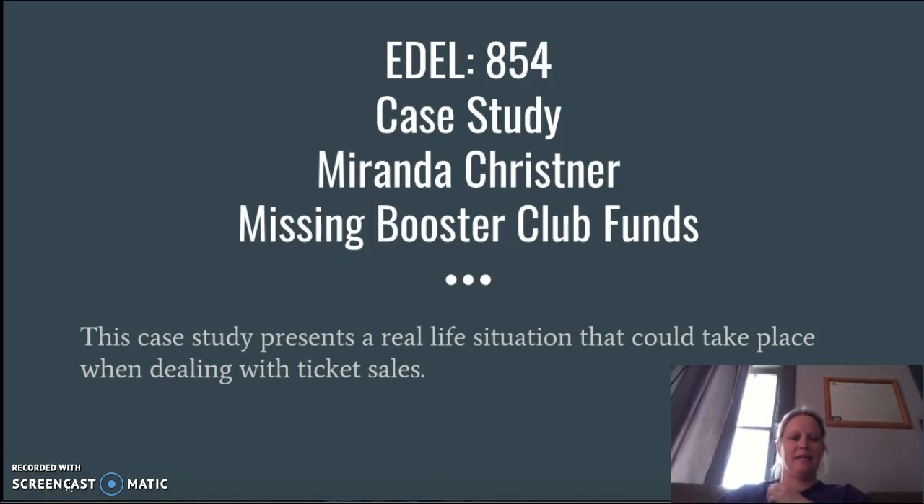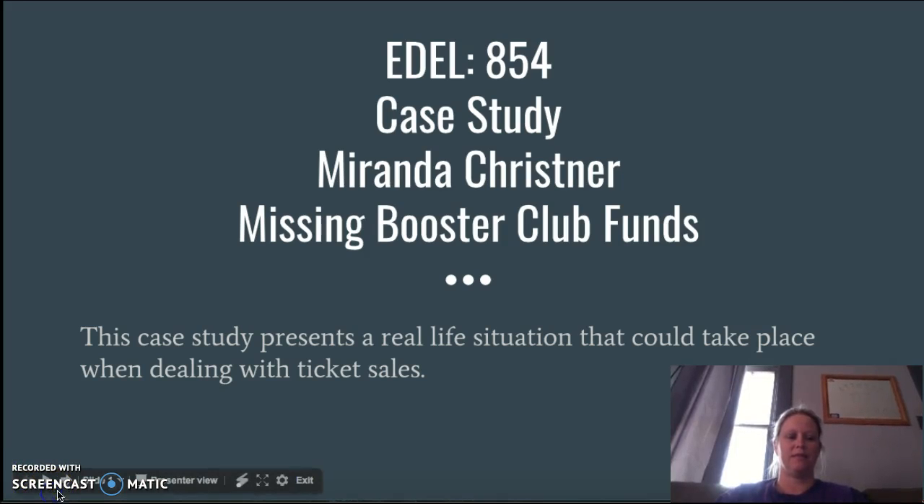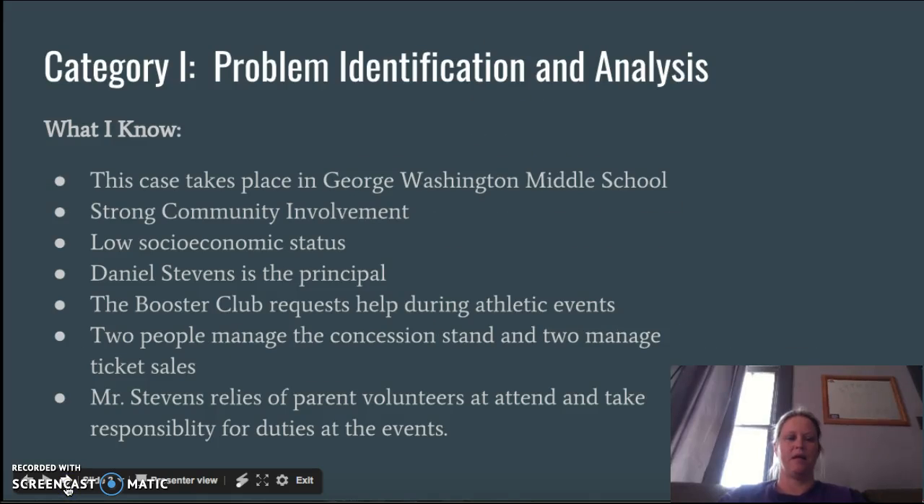This is my case study for EDL 854, Missing Booster Club Funds. This case study represents a real-life situation that could take place as a principal dealing with ticket sales. Category 1, my problem identification and analysis.